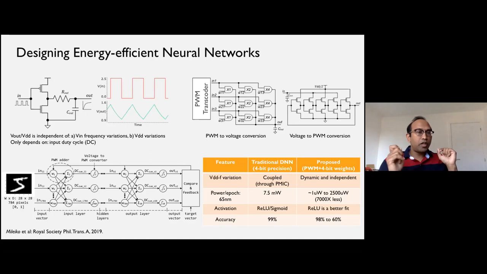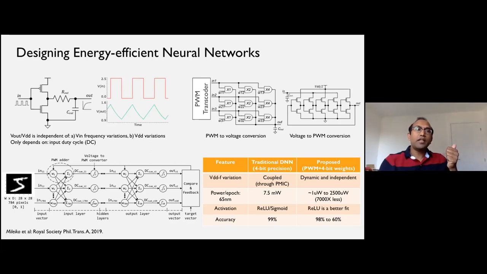What are we doing here? If we can somehow control the timing between the on time and off time of my pulse width modulated signal at the input, I can control the effective voltage at the output. Okay? If I can define the duty cycle, which is the ratio between on time and off time, at the input, I can control the voltage at the output.